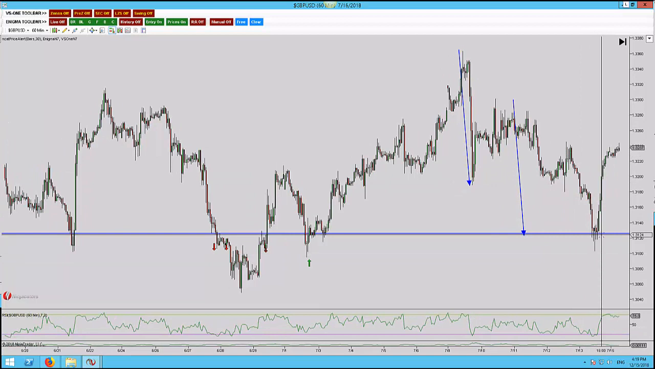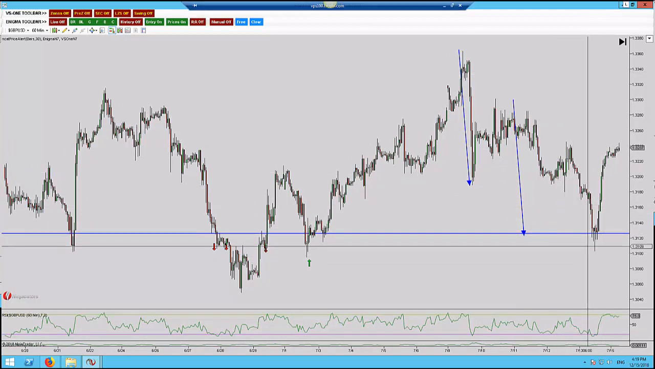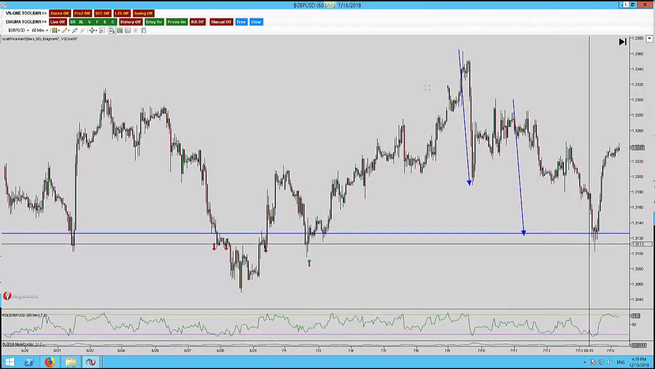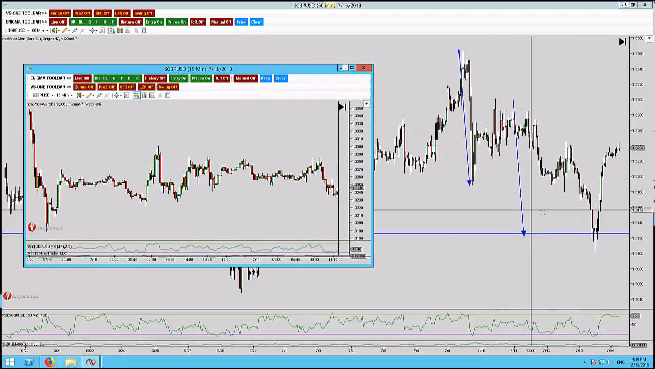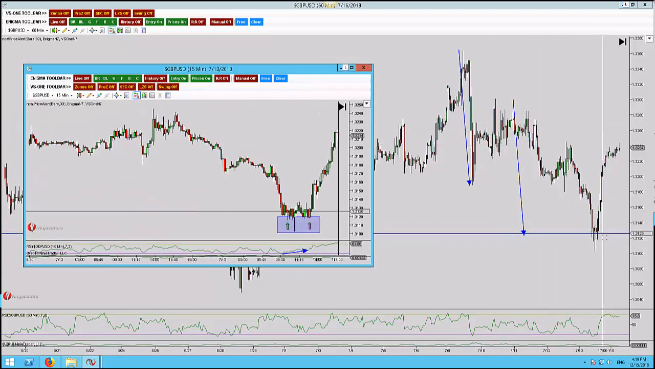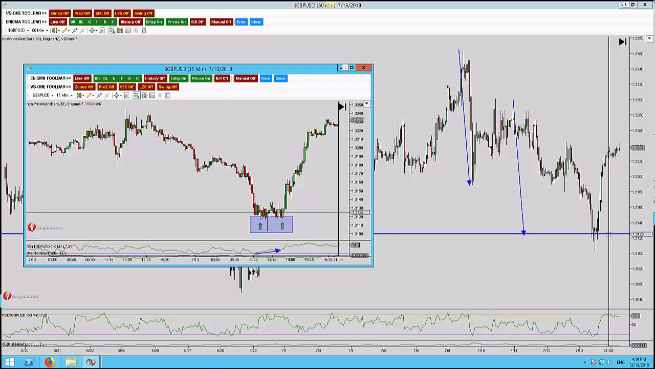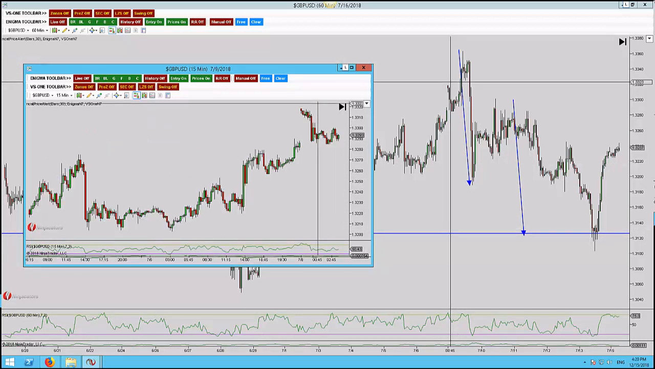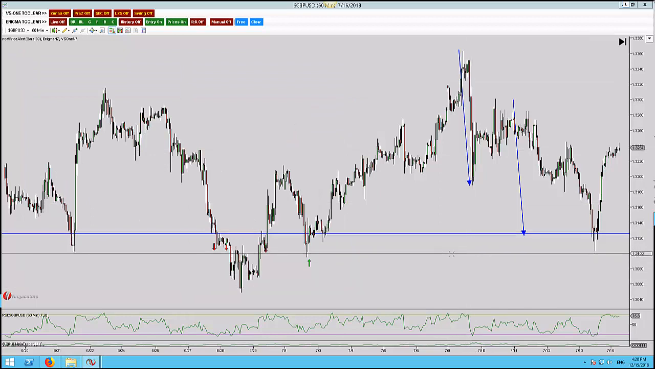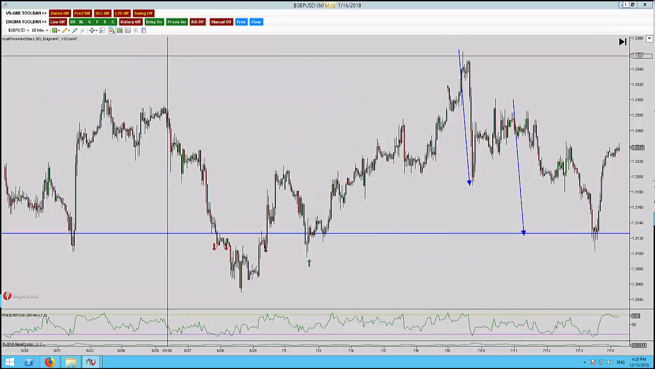Did my entry work though? Let's double check. So I'm just going to bring back over the 15-minute, and without touching, you can see here there's that double bottom. That would have been our entry. So this was a perfectly valid trade.